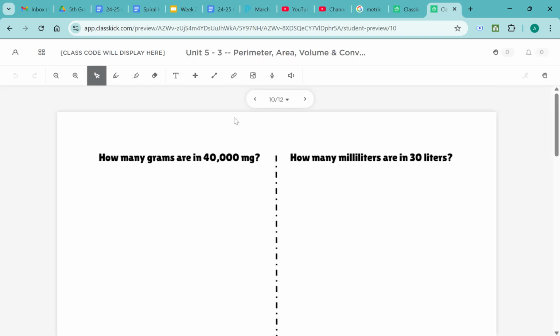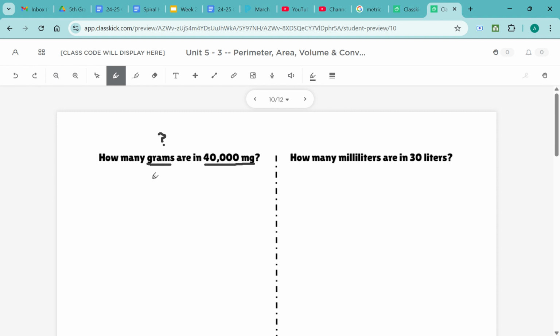Okay, so we have a problem right here. So we want to convert. We want to say how many grams are in 40,000 milligrams. So we're trying to figure out how many grams. I don't know that part, so that's what I'm trying to find. I'm starting with milligrams, right? So I know how many milligrams. I want to convert or change the milligrams to grams. So I want to see how many grams are in 40,000 milligrams. Okay, so I can go to my star chart.